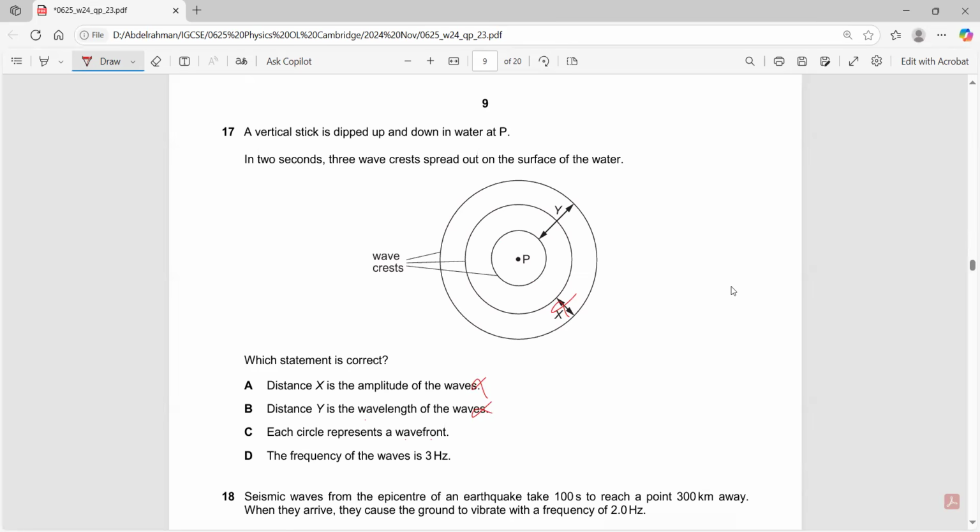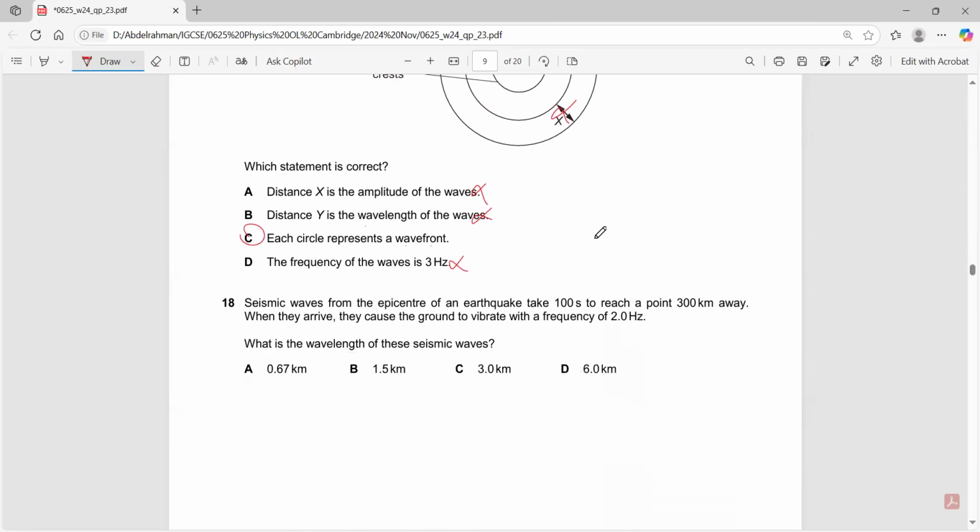Each circle represents a wave front. Yes, it is a wave front. The frequency is 3 hertz. How do you know? Did I say that these 3 waves have been created in 1 second? No, I have not. So each circle is a wave front, yes.